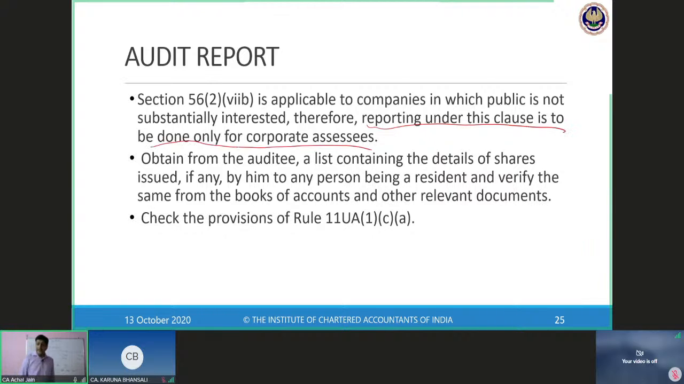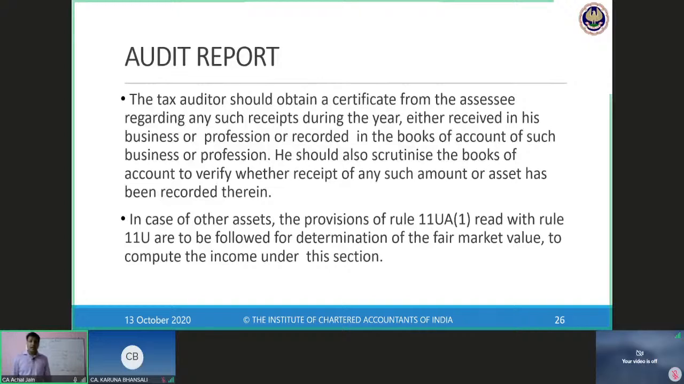Obtain from the auditee a list containing the details of shares, something that we have covered. Then the tax auditor should also obtain a certificate from the assessee regarding any such receipts during the year, either received in his business or profession or recorded in the books of accounts. He should also scrutinize the books of accounts. Why? Because some of the items may have been reported, but some of the items which have not been reported, he will get to know about all of those items only after his scrutiny.